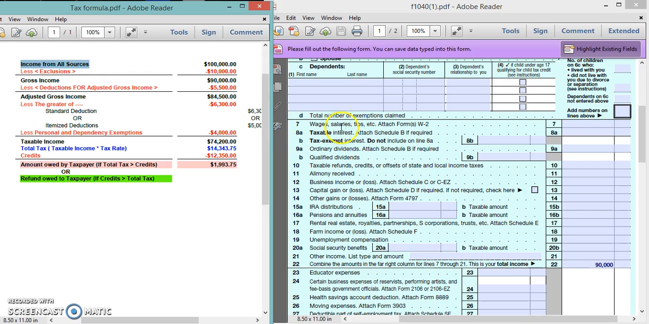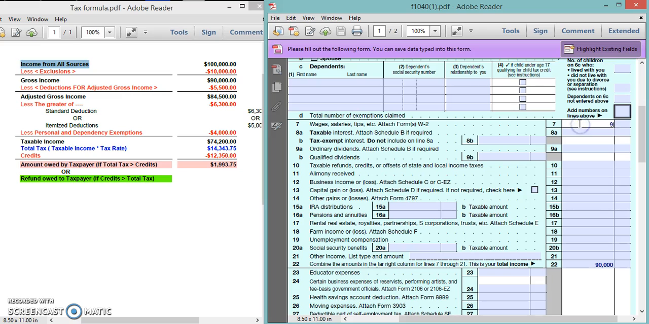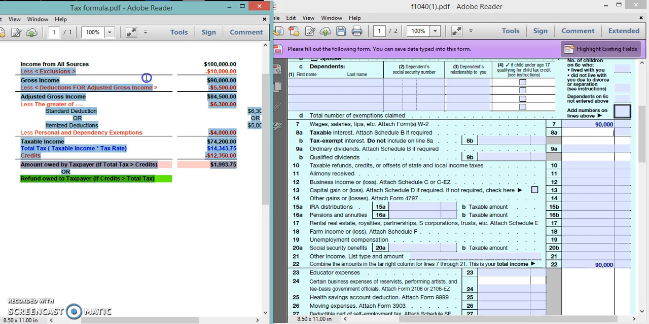So you have wages and salaries, alimony, business income. Just to give you an example, let's say this person only had a job and they got $90,000 from their W-2. The total combined amount is $90,000. So this is their gross income.